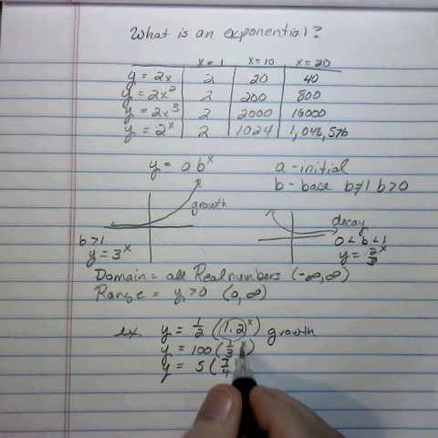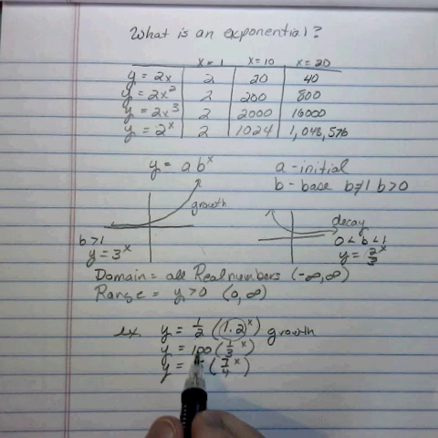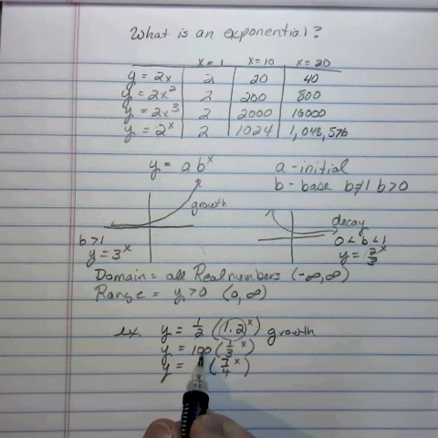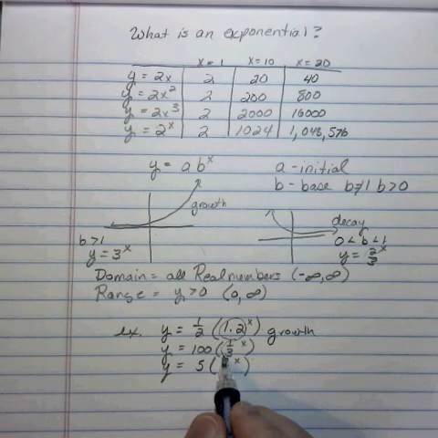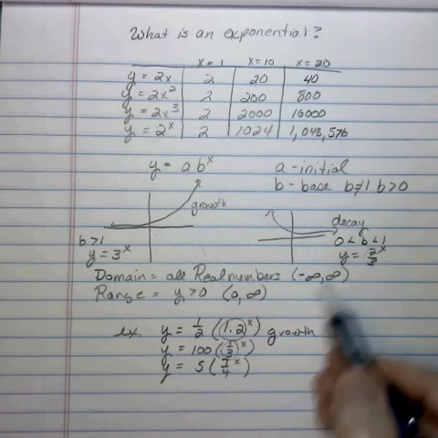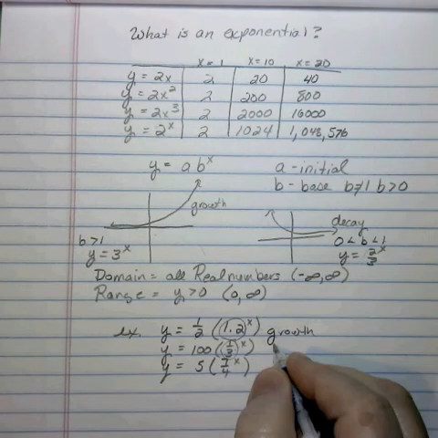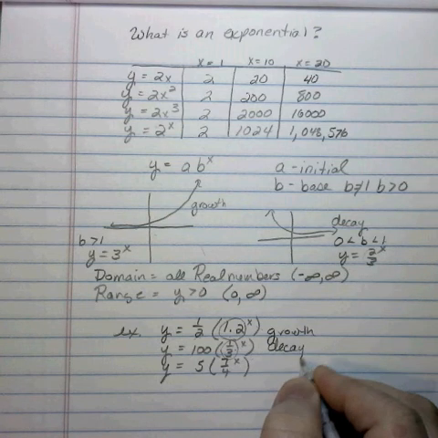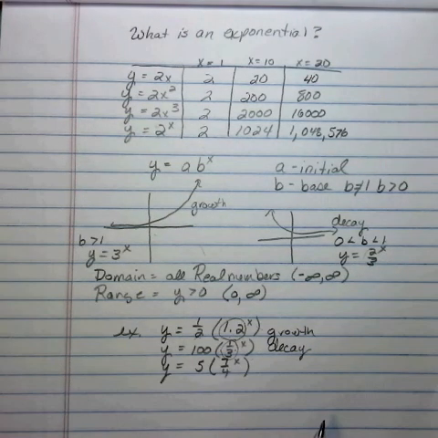When we look at this second example, the a value is 100. The initial value is 100, but the b value, the base value, is between 0 and 1, and so that makes it a decay exponential function.